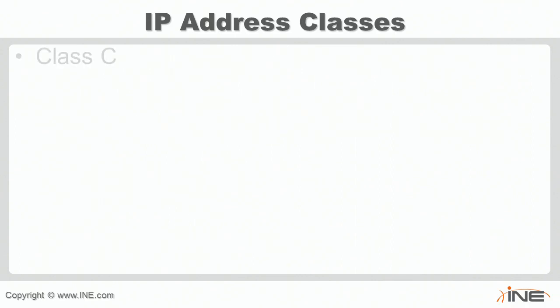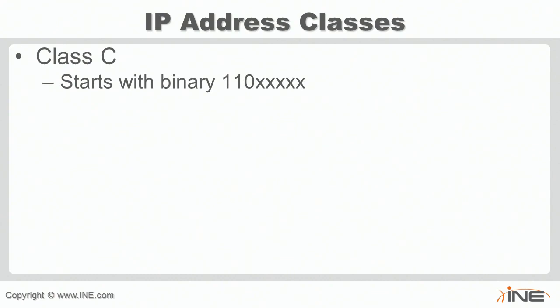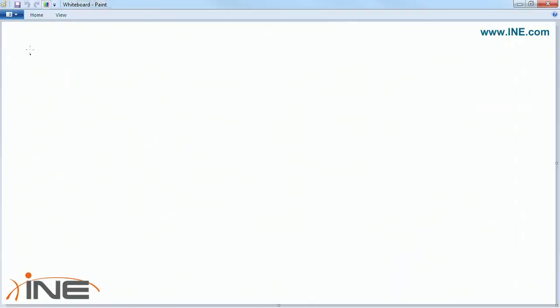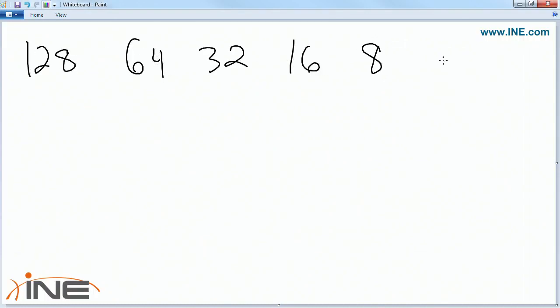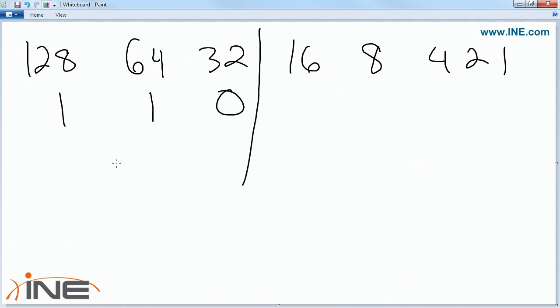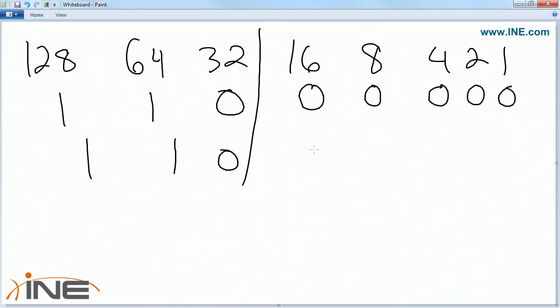Then the next one, the class C, is going to start with binary 110, which then means that we have decimal 192 up through 223. Because if we have, again, 128, 64, 32, 16, 8, 4, 2, and 1, the bits are going to be set to 110. So these are always 110, which means that the rest of them can be any combination. It can start with 0, 0, 0, 0, 0. It can go all the way up from 1, 1, 1, 1, 1.